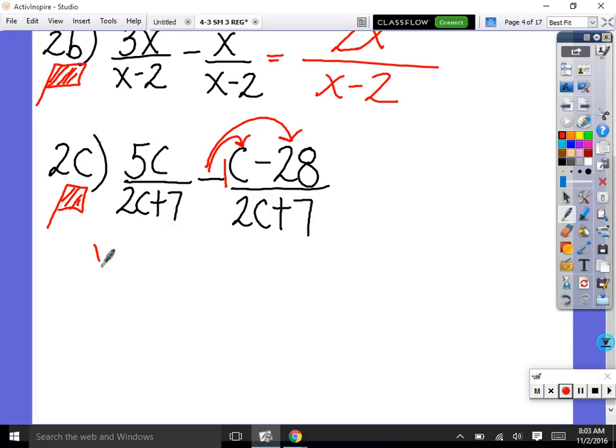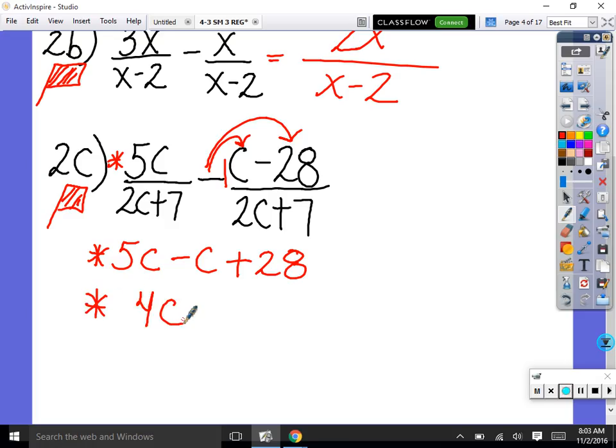So what we're really looking at on top is this, 5c minus c, correct? But -1 times -28 is positive 28. And now we'll combine like terms. So this is still the top. We have 5c minus 1c, which is 4c's, correct? Then we have plus 28. So now I've combined everything on top, and it's all over the common denominator of 2c plus 7.